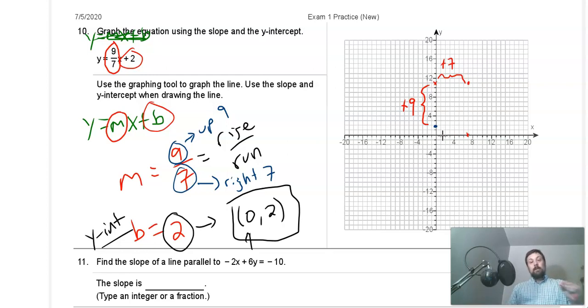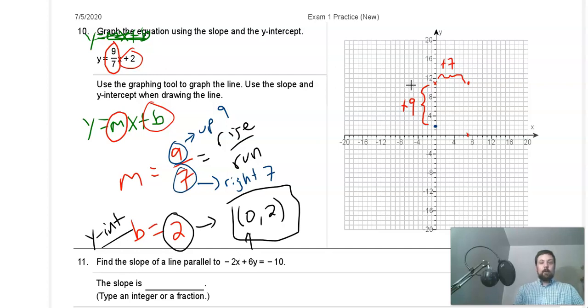So we figured out 0, 2 from the equation. We use the slope as a set of directions to find another location that has to be another point on the same line. And now that we have 2 points, we can graph this line. All right, so let's go ahead and graph it.